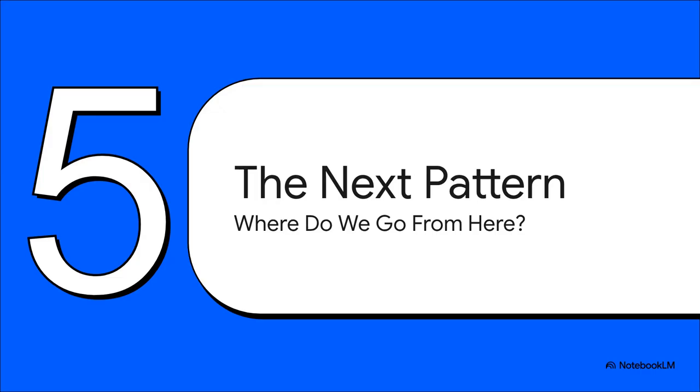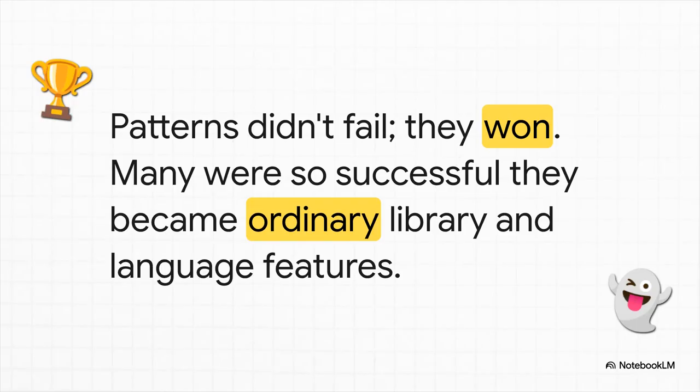So if the best patterns just end up getting absorbed into our tools, what does that mean for us right now? Where are we headed? And this is the final kind of beautiful twist in the story. A lot of the classic patterns, like the iterator pattern, they didn't fail. They won. They were so incredibly useful that they just got baked right into our programming languages and libraries. We don't think of them as patterns anymore. They're just part of the landscape. Their very success made them invisible.